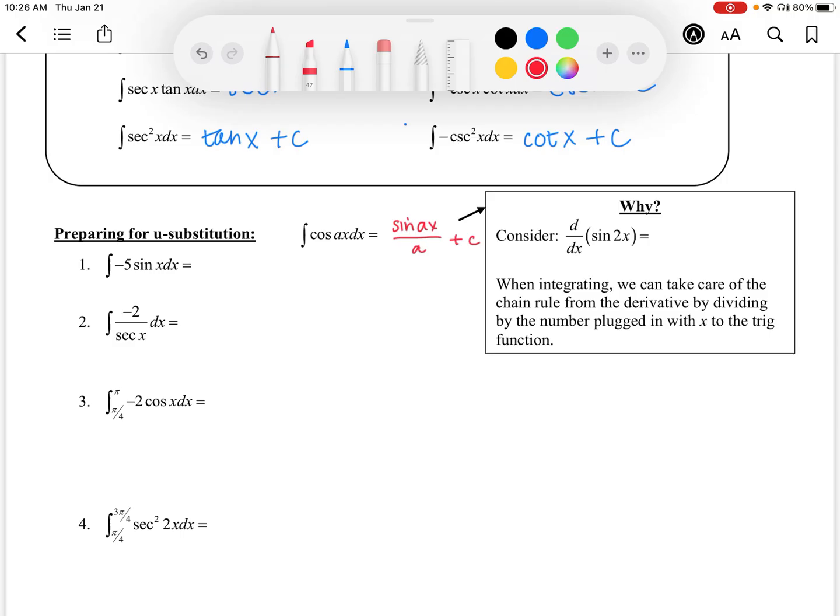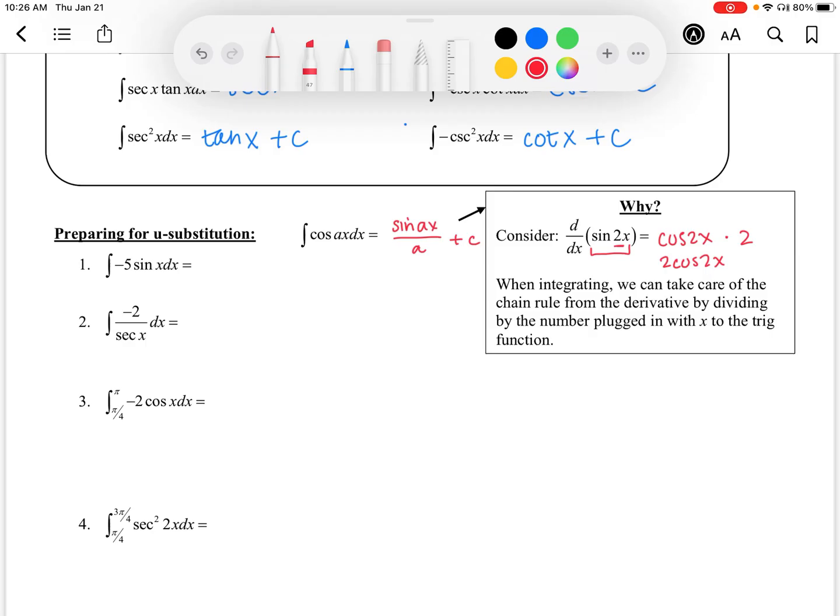The reason that we do that: let's consider taking the derivative of sine of 2x. We're going to have to do the chain rule where the outside is the sine and the inside is the 2x. The derivative of the sine would be cosine of 2x, and then we would multiply it by the derivative of the inside, which is 2. So we'd end up with 2 cosine 2x. We're going backwards from that.